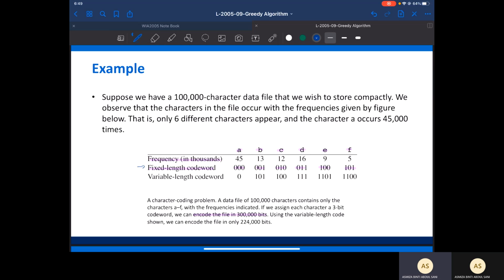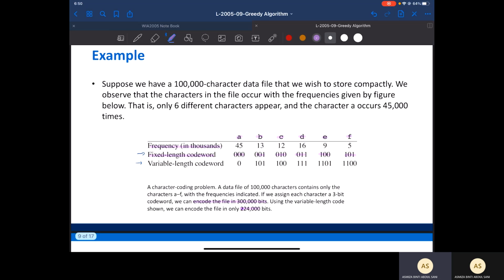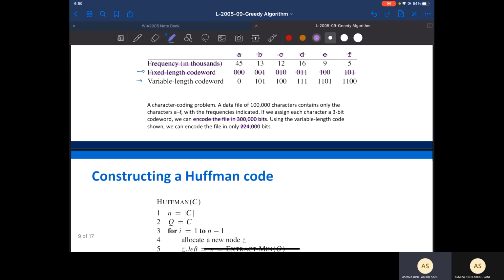And then we can actually optimize the encoding by applying the Huffman code, which creates a variable length code word, whereby it will only use up to 2 to 4,000 bits, which is much less than 300,000. So now we are going to see how we apply the Huffman code to do the encoding, to create the variable length code word.